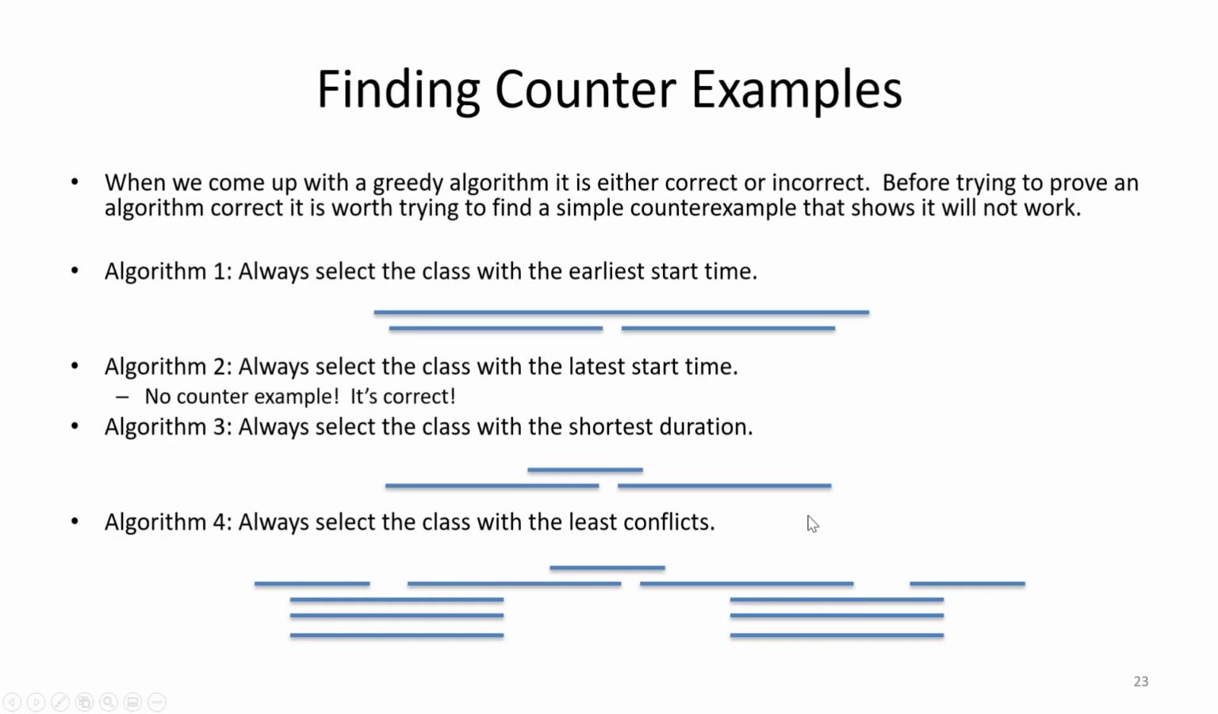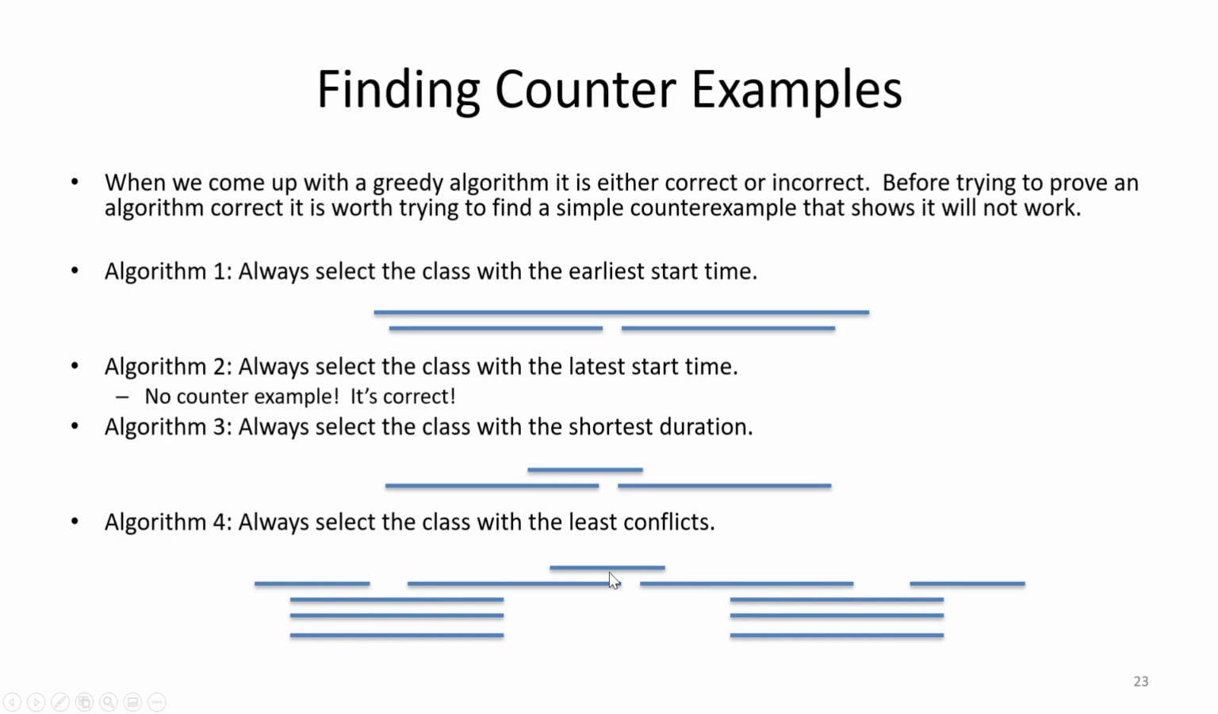And the reason I've drawn it this way on purpose is so that we can see that the maximal size set should be pretty obvious as 4. But we will not be able to select that set if we select this one here. And this one only has 2 conflicts, right?